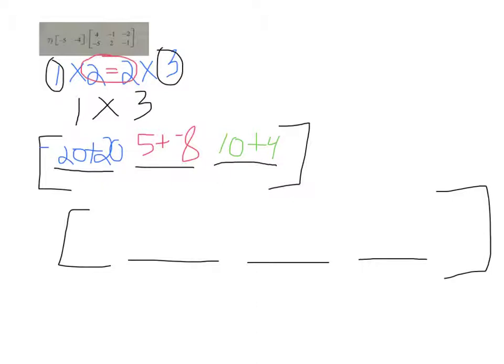So for my final answer, we're just going to go ahead and simplify. -20 plus 20 is 0. 5 plus -8 is -3. And 10 plus 4 will be 14. And then we're done multiplying our matrices.